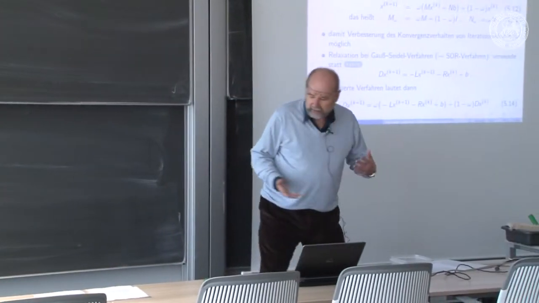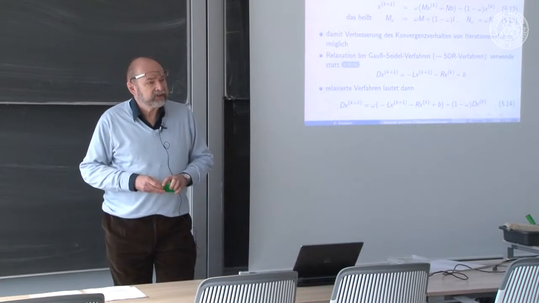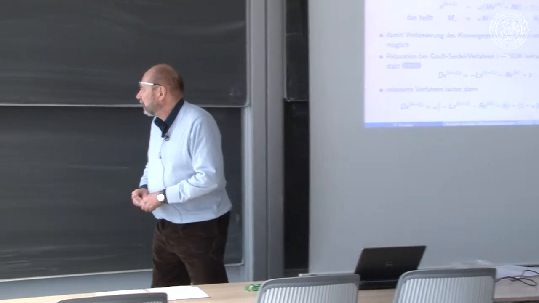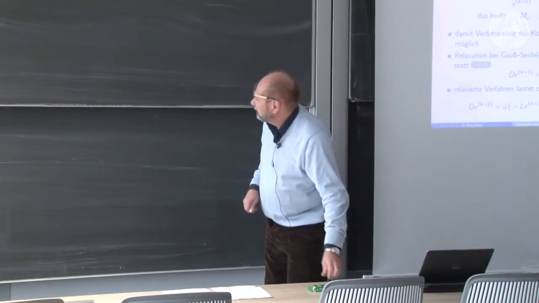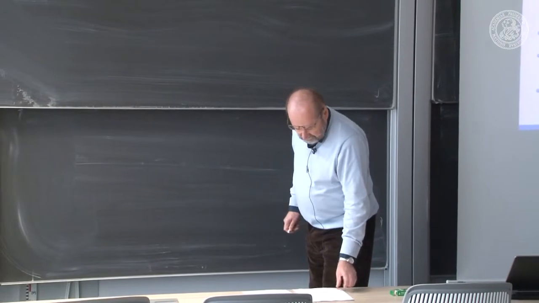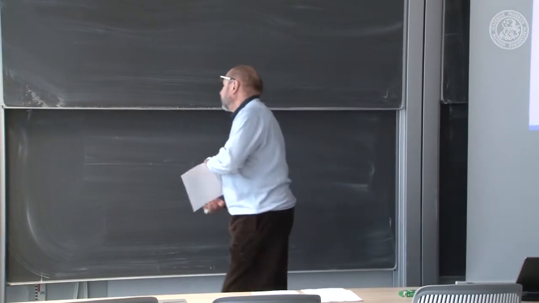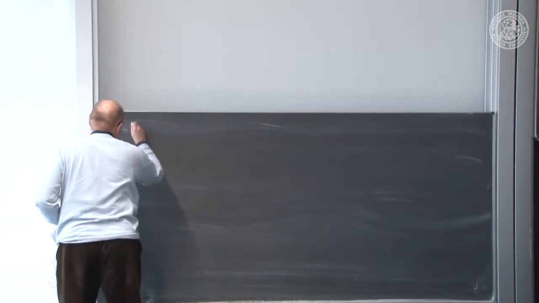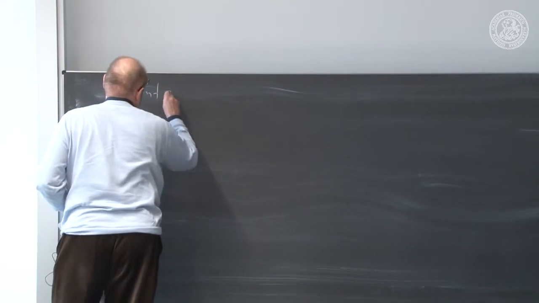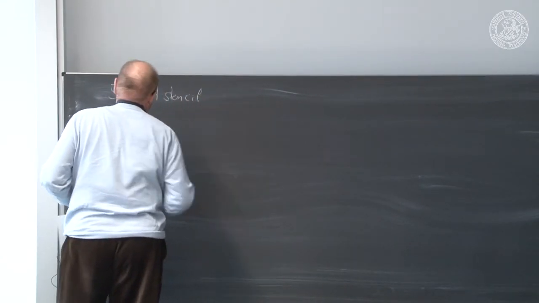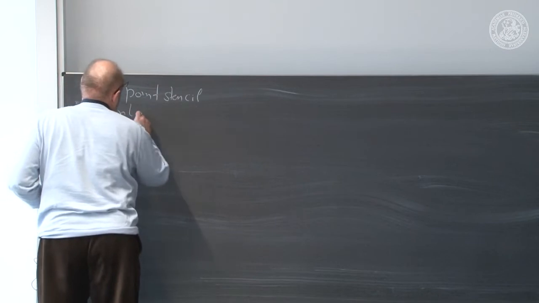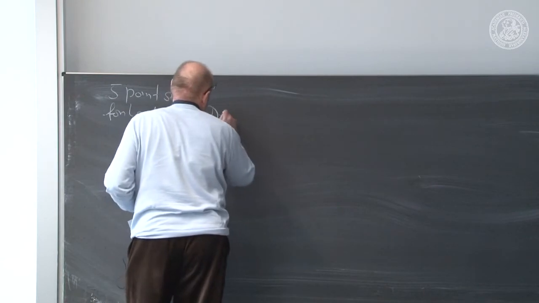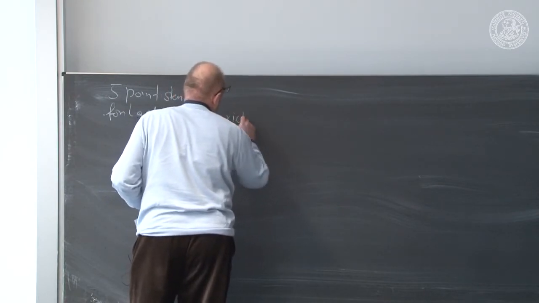But of course, we need some sort of a measure. And as a measure, we take our standard problem, that is the Laplacian, the 5-point stencil discretization of the Laplacian with Dirichlet boundary condition equal to 0.